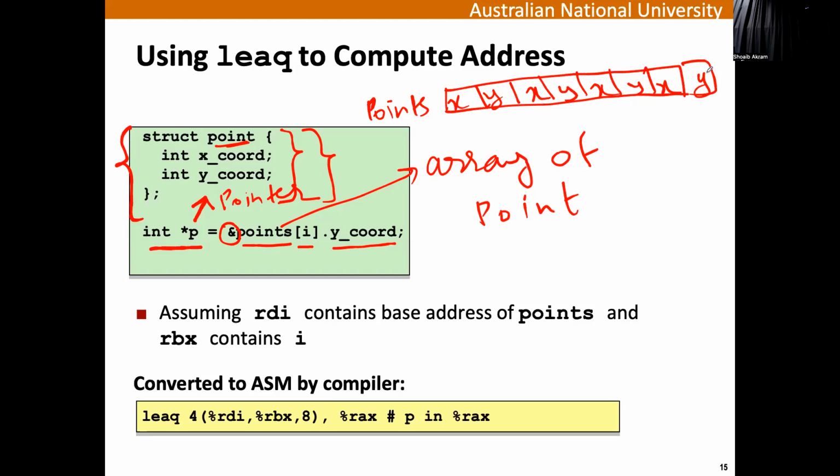All right, so here we are computing this memory address. That statement up there, pointer P equals, go inside the points array, go to index I inside the points array, go to the y coordinate, give me the address. Happens in one instruction. RDI is the base address of the points array. What do you think is in RBX?